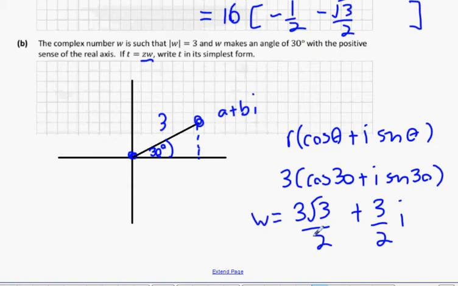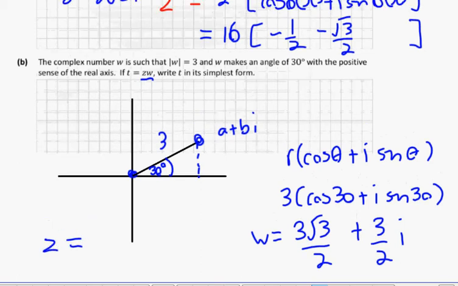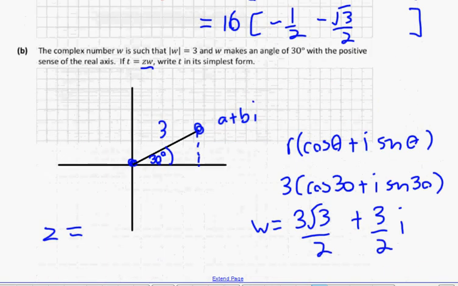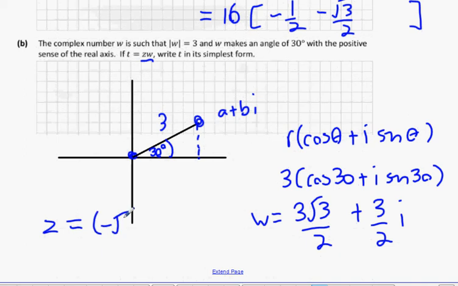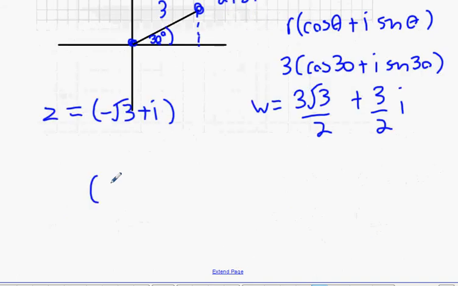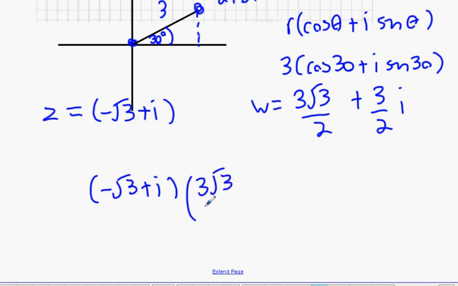And can anybody in class tell me what z is? We did it earlier, didn't we? z is minus root 3 plus i. And t equals z multiplied by w. Is that right? So z multiplied by w. Now guys, if you're not good at multiplying surds, you don't have to be. You can just use your calculator. Now we'll figure this out.